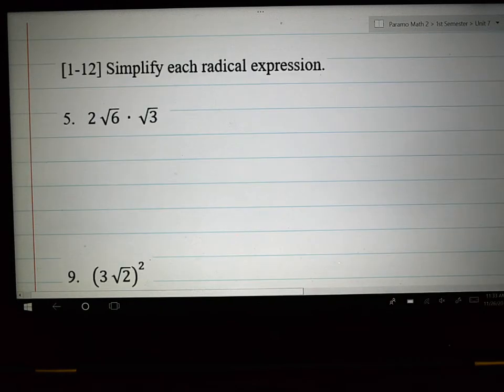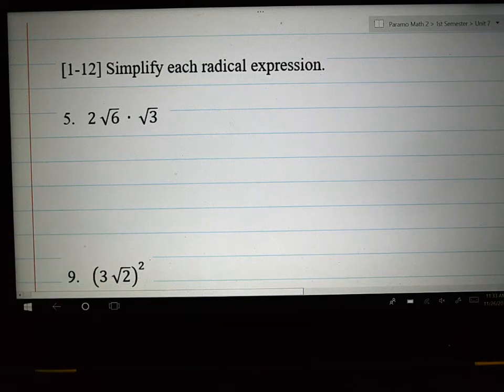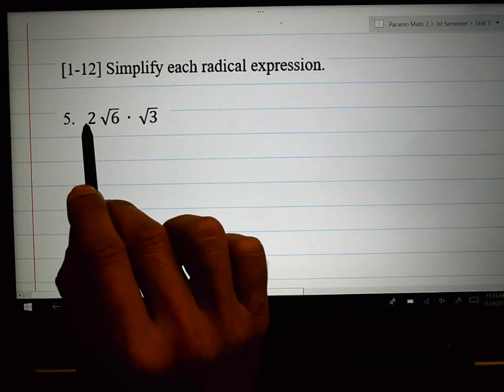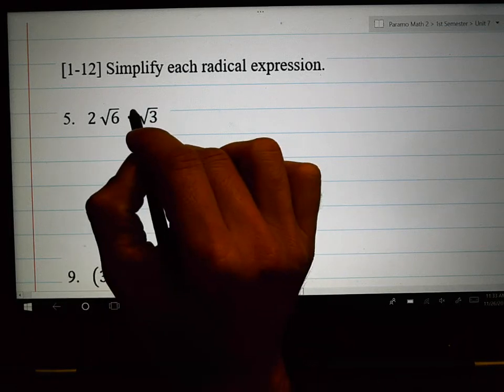So let's do some examples. You have a worksheet in front of you. You have number 5 in front of you, I hope. It says 2 root 6 times root 3. In our notes, it says insides multiply insides, outsides multiply outsides. This is an outside number. It's outside the radical. Outside the number is an invisible 1.